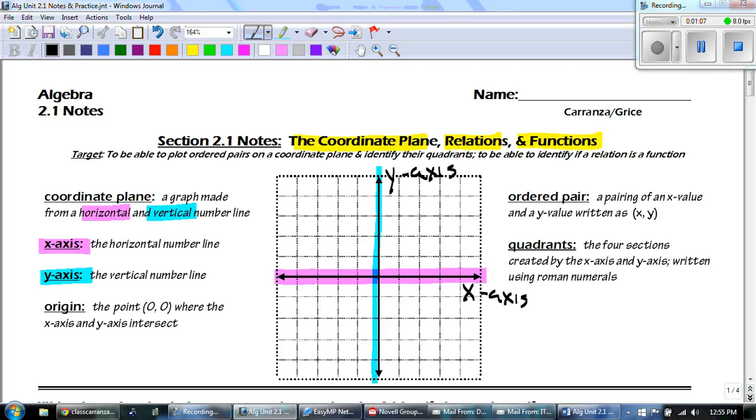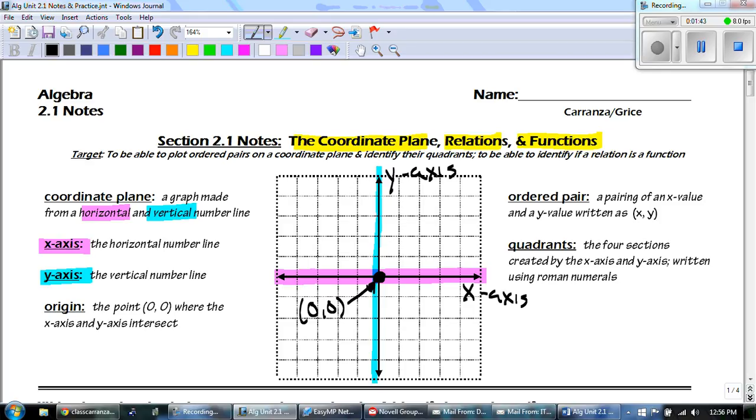The next thing that you need to know is the origin. I'm putting that point in right now. It is the point 0, 0, where the vertical and the horizontal number lines meet, where the x-axis and the y-axis intersect. Now, an ordered pair is the pairing of an x value and a y value. It's always x comma y, and it tells you the direction of where to go.